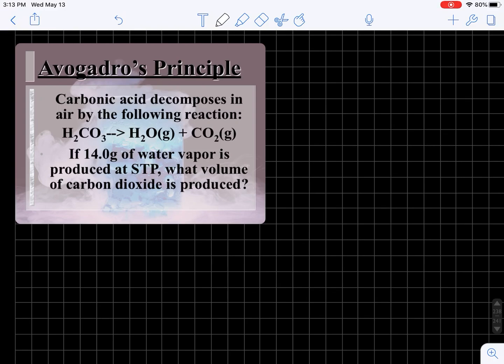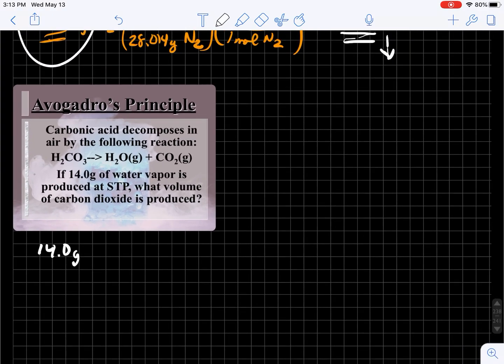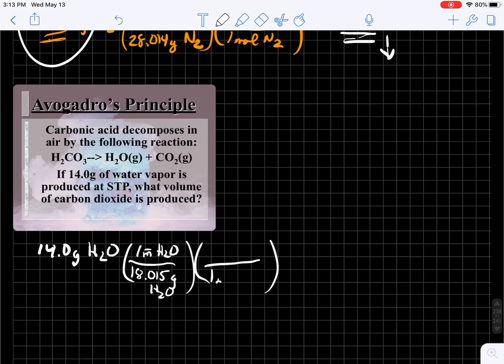Okay, so I'm going to start with what they give me. We have 14.0 grams of water. And to use the balanced equation, I'm going to have to convert that to moles. So I look up the mass of water, which is 18.015 grams. That gives me 1 mole of water. And then according to the balanced equation, 1 mole of water gives me 1 mole of carbon dioxide. And they want to know what volume of carbon dioxide.